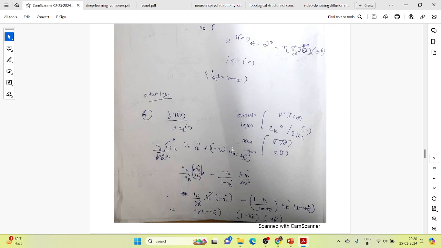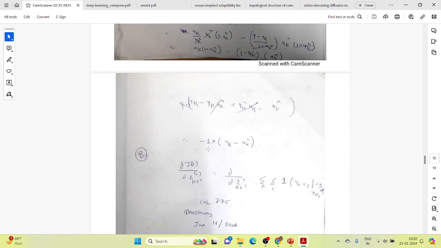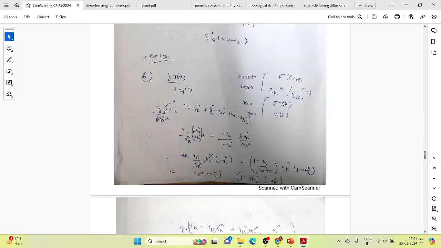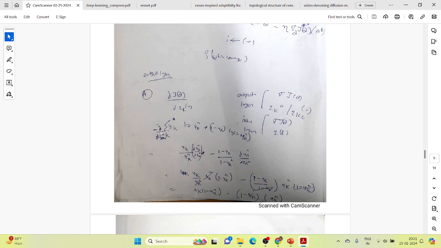Take the derivative of the cross entropy loss function. You will get the value with respect to one neuron zk0. You'll get this value. That is what I have shown in the slide. But this is the loss at the output layer, given by the derivative with respect to zk0.